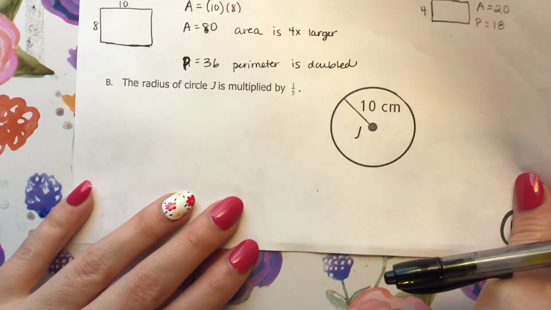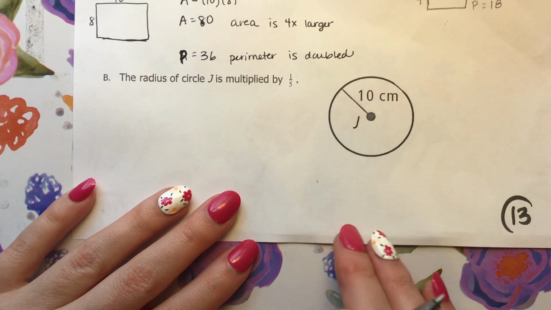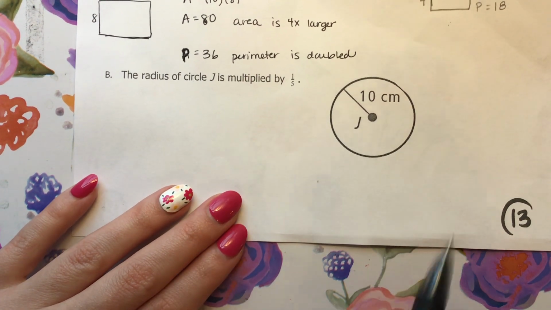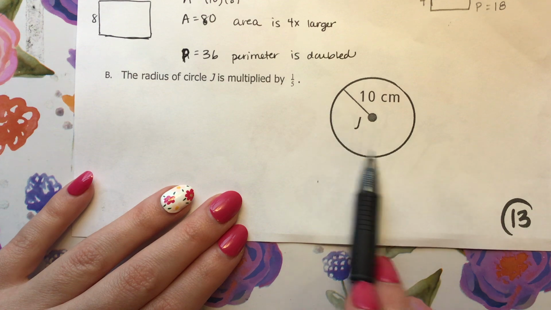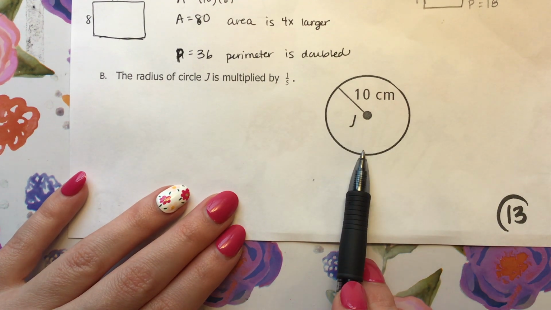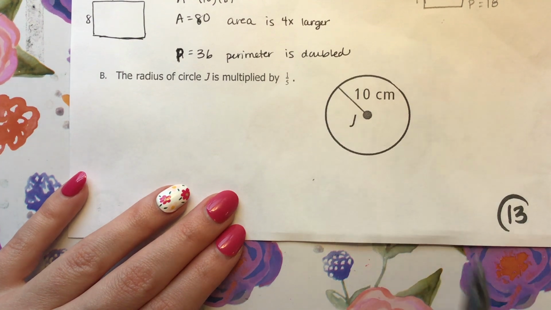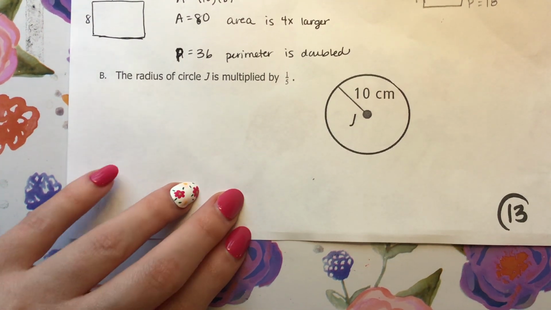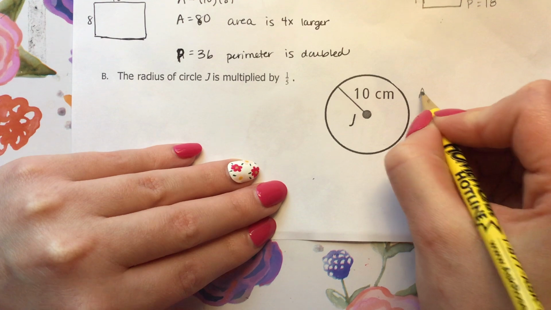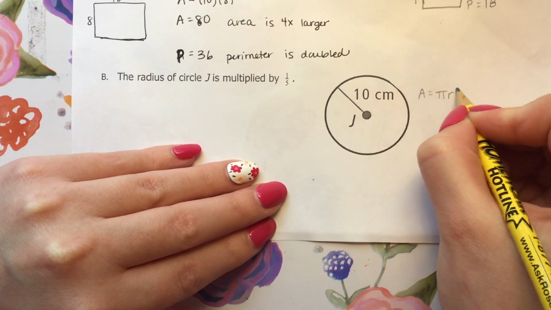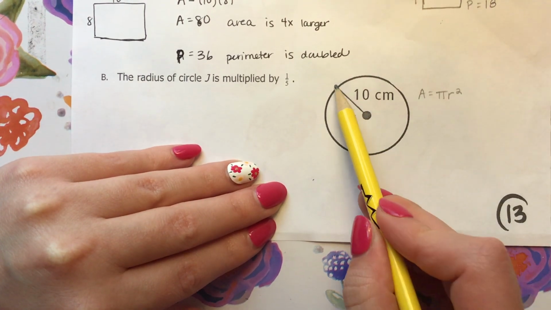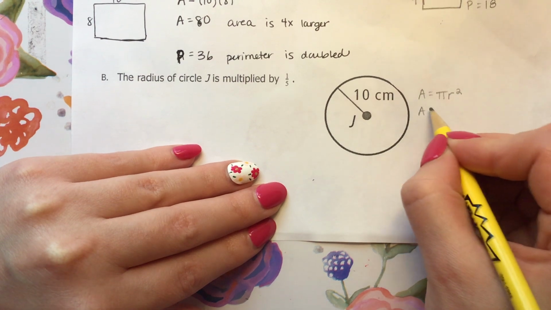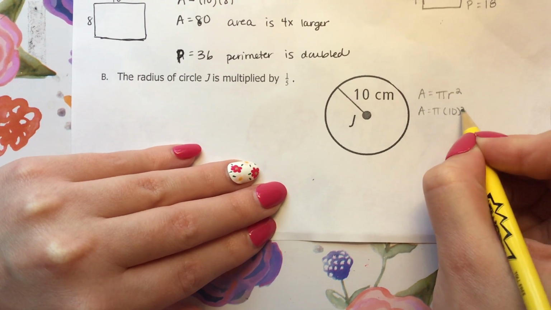So here it says the radius of circle J is multiplied by 1/5. So what's going to happen to the circumference and the area of this circle if now the radius is multiplied by 1/5? So first let's find the area and circumference. Area of a circle is equal to pi r squared. Well, if r is 10, then that's going to be pi times 10 squared.